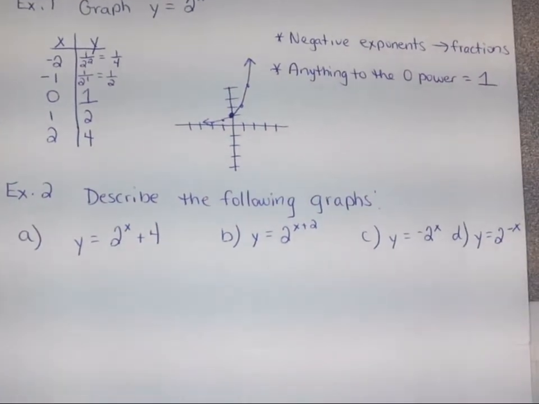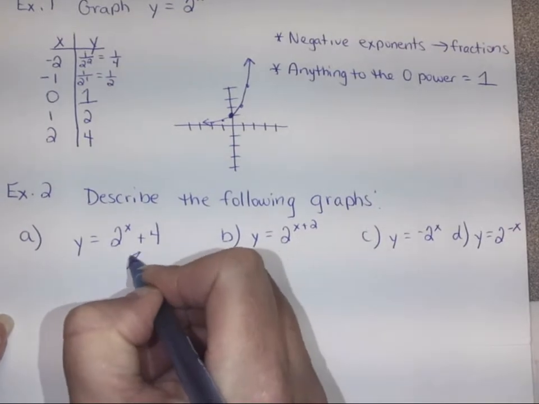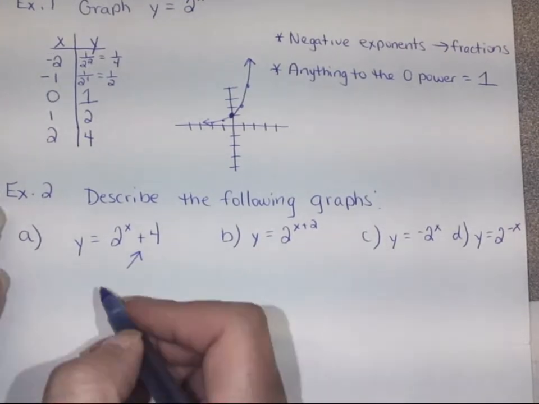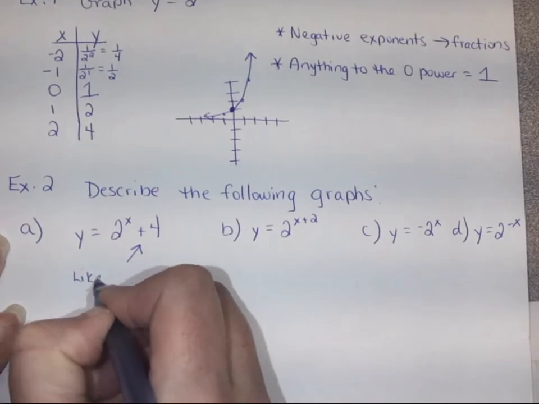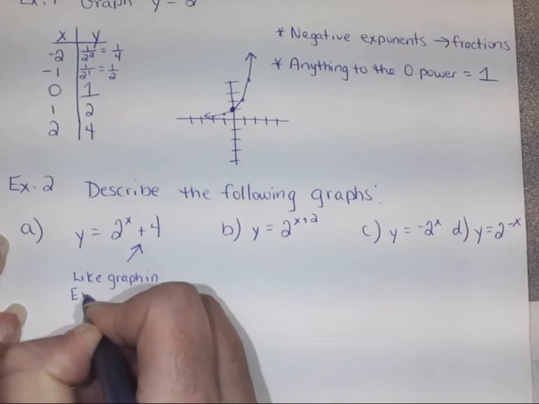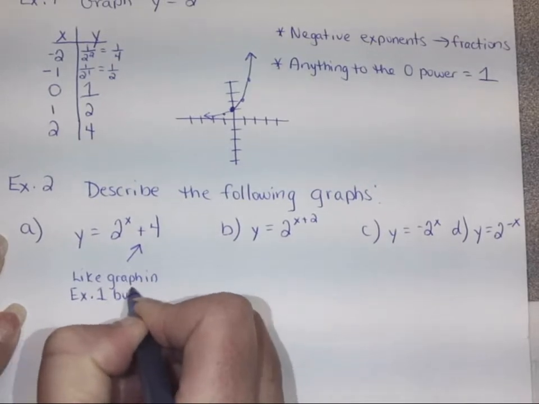Okay, so hopefully you remembered that lesson. Remember when I passed out that sheet of common graphs and then we had to talk about how we could change them? Well, these are new types of common graphs, but the changes remain the same. In other words, what is this plus 4 going to do to the graph of 2 to the x? It's going to raise it up 4. So I'm going to say it is like the graph in example 1, but it's shifted up 4.